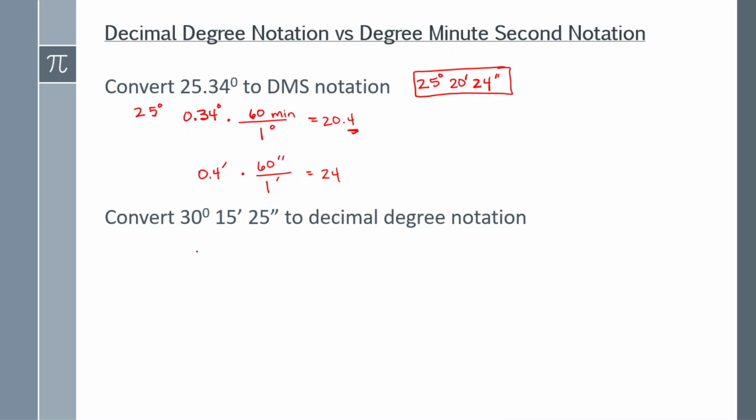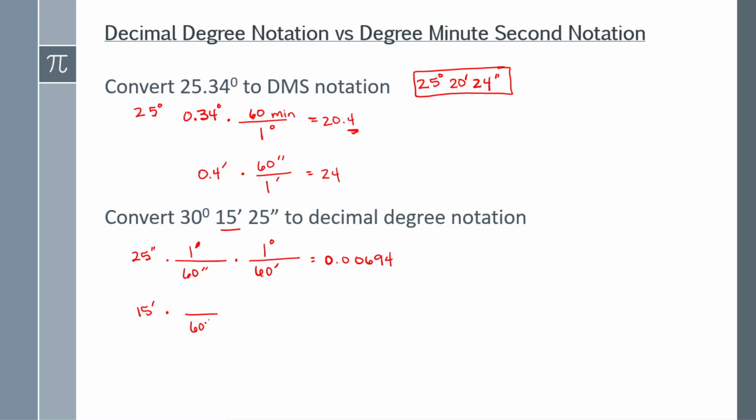Okay. Now we can convert the other direction. So let's start here with the seconds. If I have 25 seconds, there are 60 seconds in 1 minute, and then there are 60 minutes in 1 degree. So to get that 25 seconds into degrees, I'm going to divide by 60 twice, and I get 0.00694.